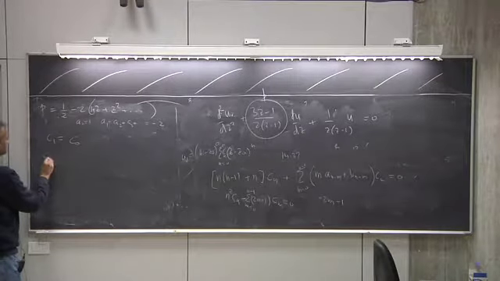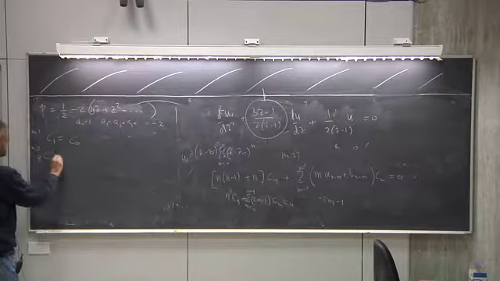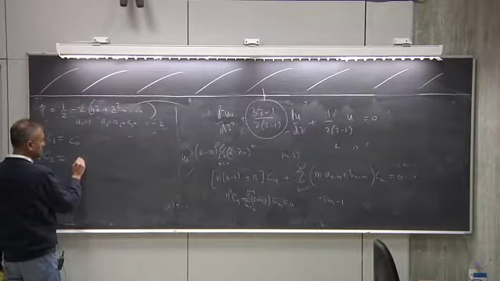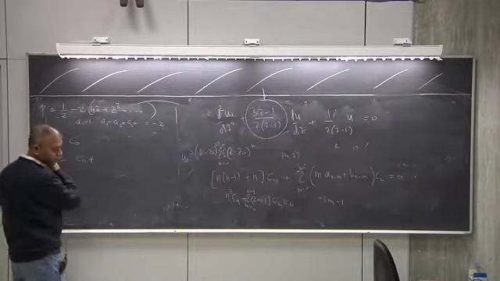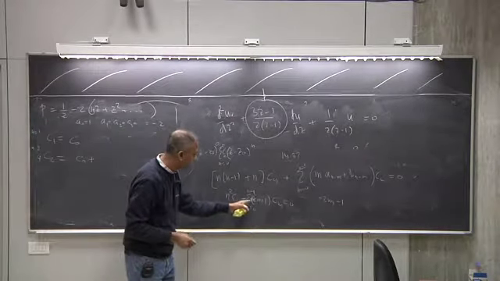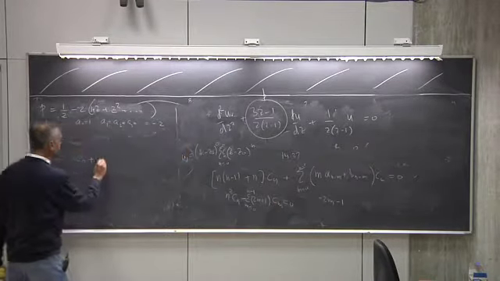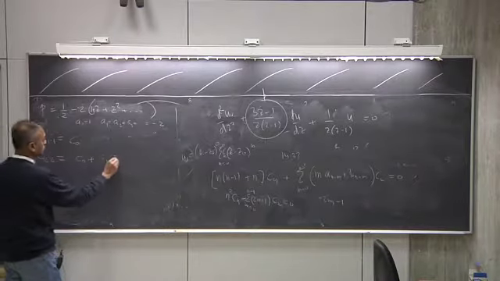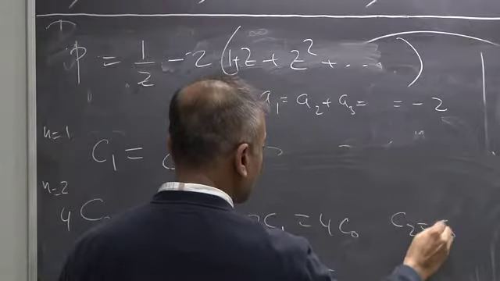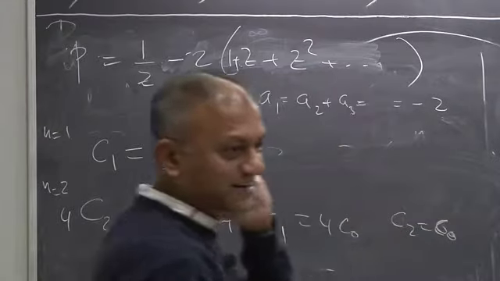Now let's look at n equal to 2. So this is n equal to 1, n equal to 2. So 4 C2 is equal to n squared, 4 C2. There are two terms here. m equal to 0 is just simply C0, and m equal to 1 is 3 C1. So plus 3 C1. C1 is C0, so this is 4 C0, which means C2 is also C0. So you see, actually, they're all independent of n, right?